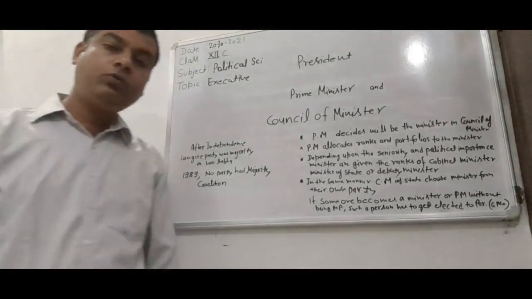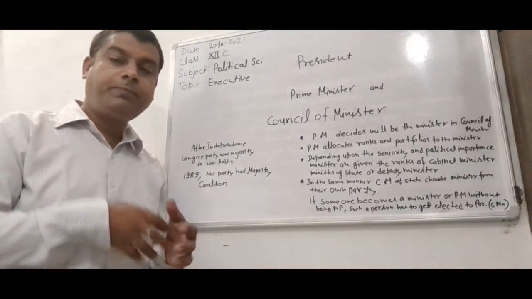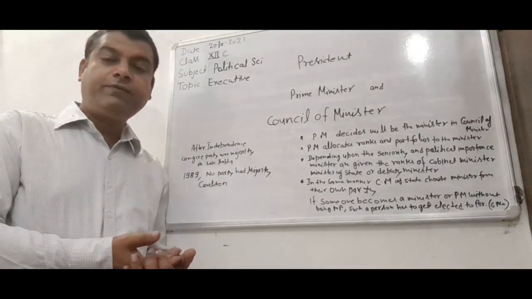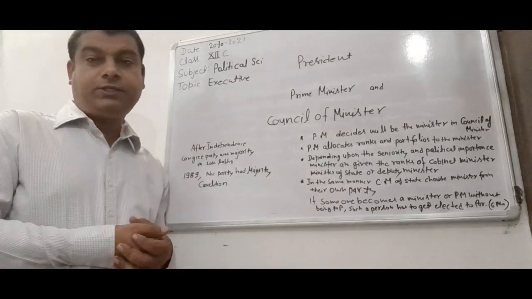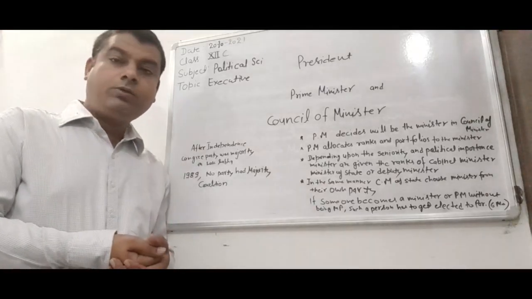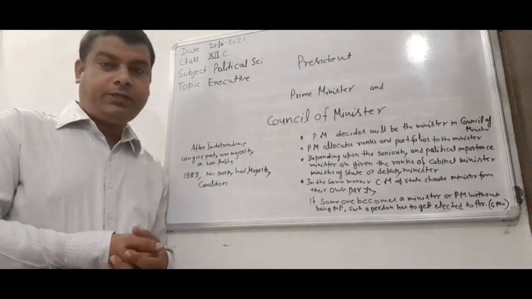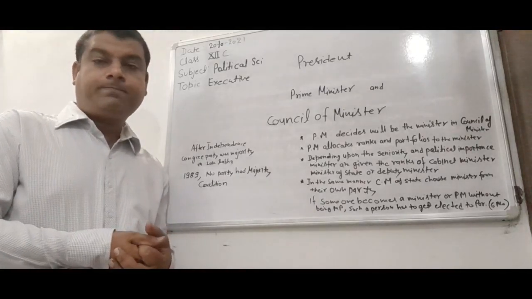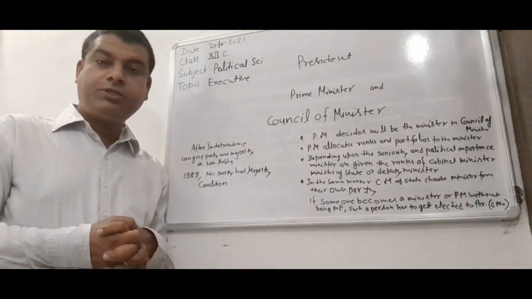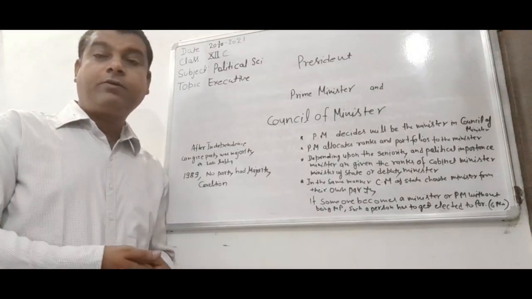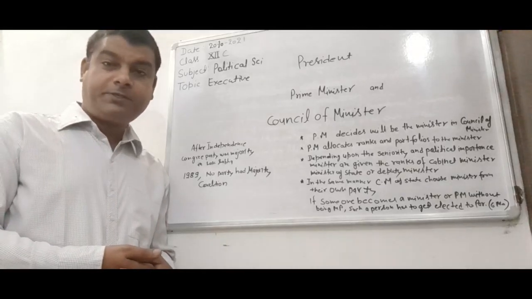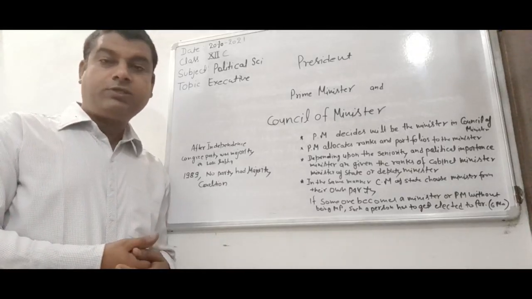Class, the most important feature in the parliamentary executive is that the executive is under the control of the legislature. Class, from the 91st Amendment, the number of ministers should not exceed 15% of the Lok Sabha.